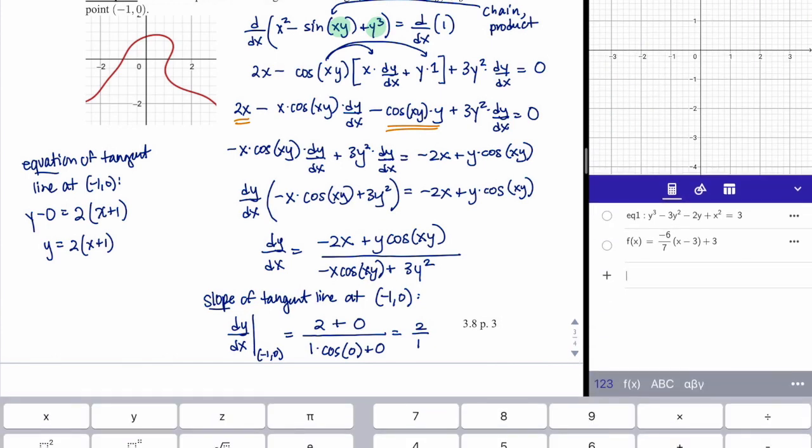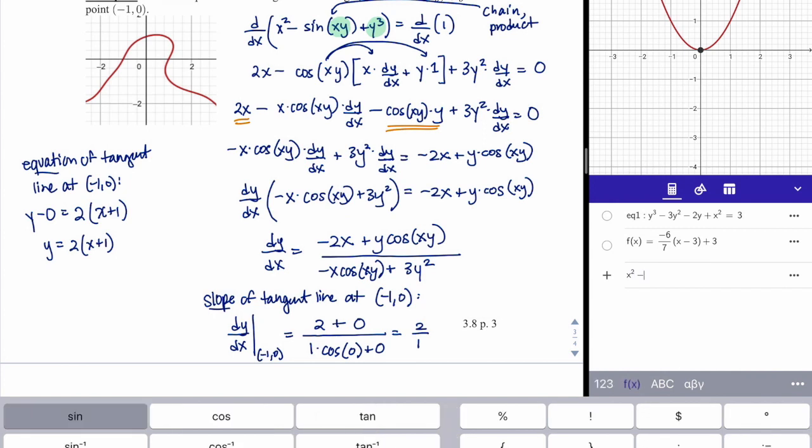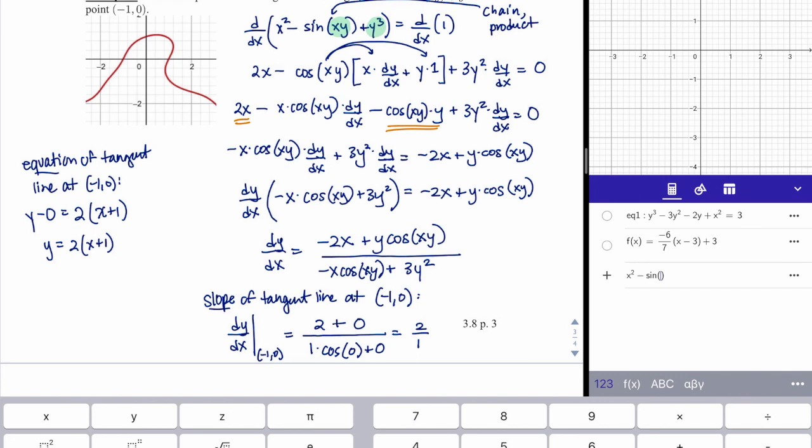Take those two out of the picture, and so now I have x squared minus sine of x times y, so x squared minus sine of x times y plus y cubed equals 1. That's good. That curve looks just like it should. And then the equation of the tangent line was y equals 2 times the group x plus 1. And that looks great too. So looks like we did everything just correctly.